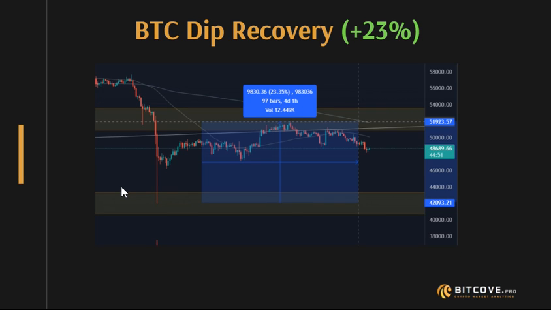All right, let's go. So on this slide, we can see the dip recovery. So from this level of support that I put on the chart to the top, to the local top of this resistance. Like you can see even here, we're in the middle of this resistance, we're in the middle of this support. We made almost 24% of profit.